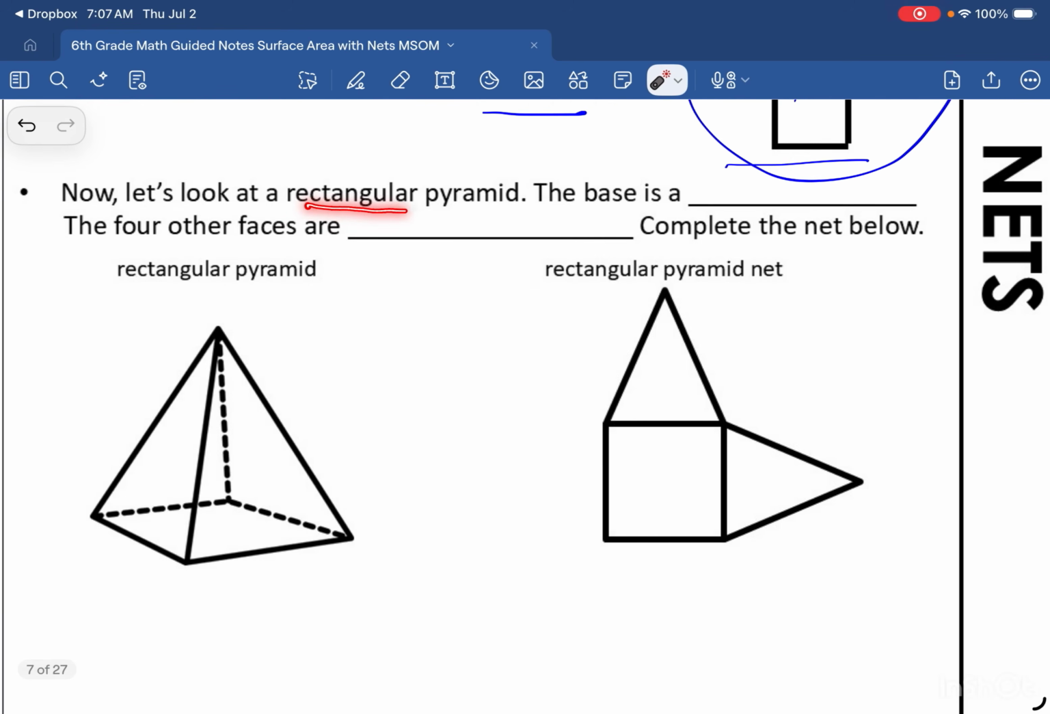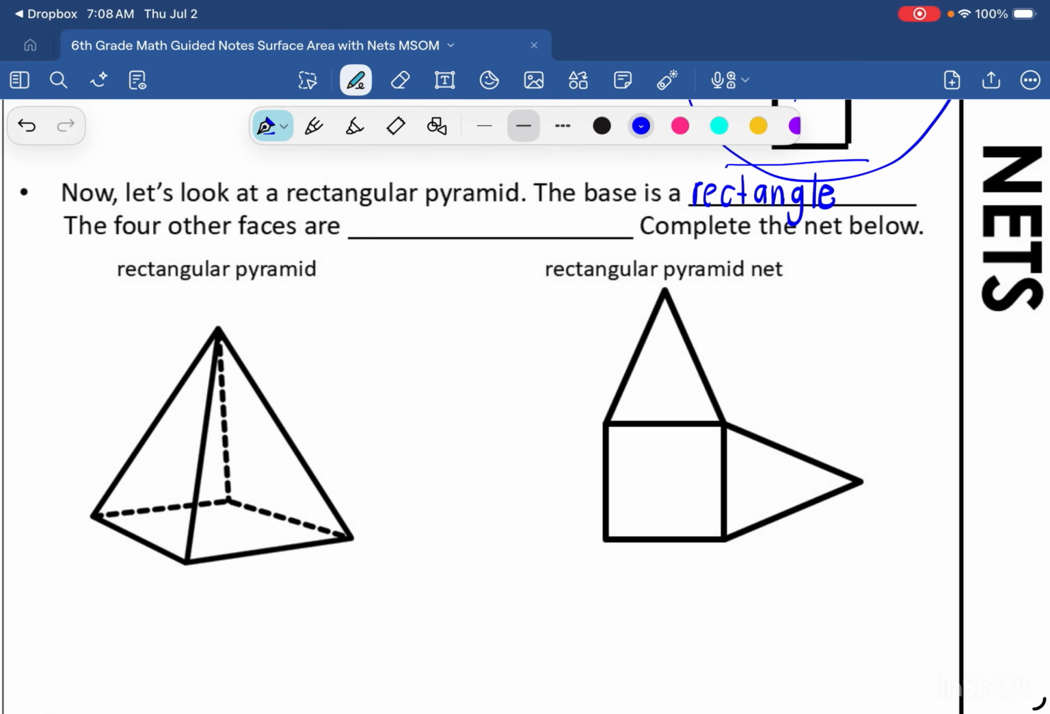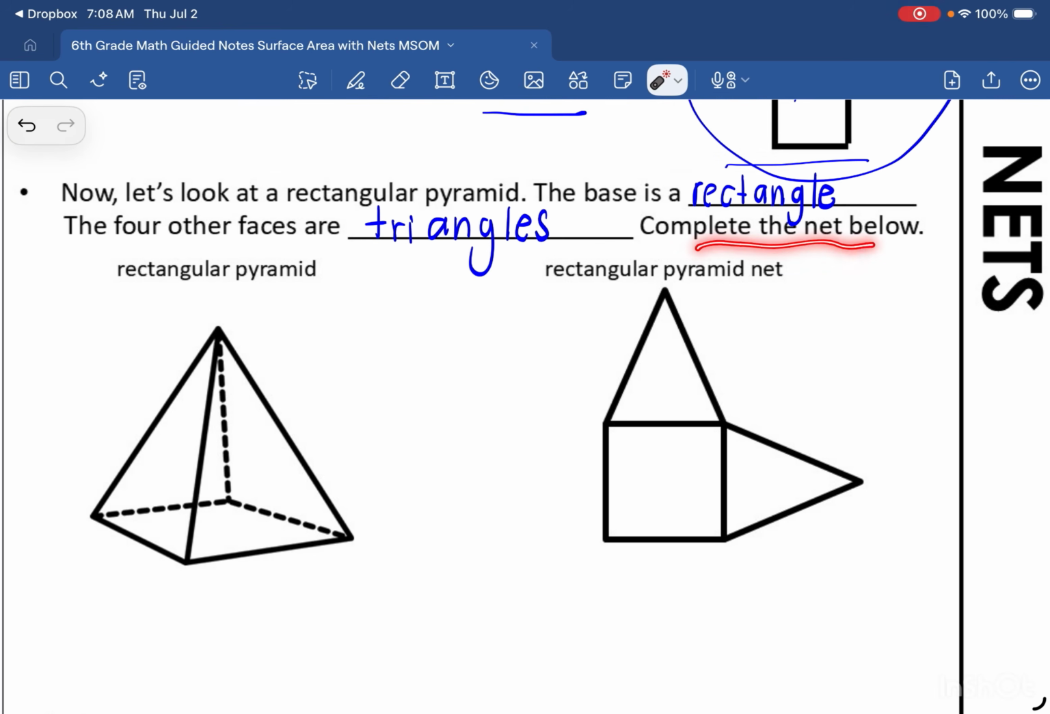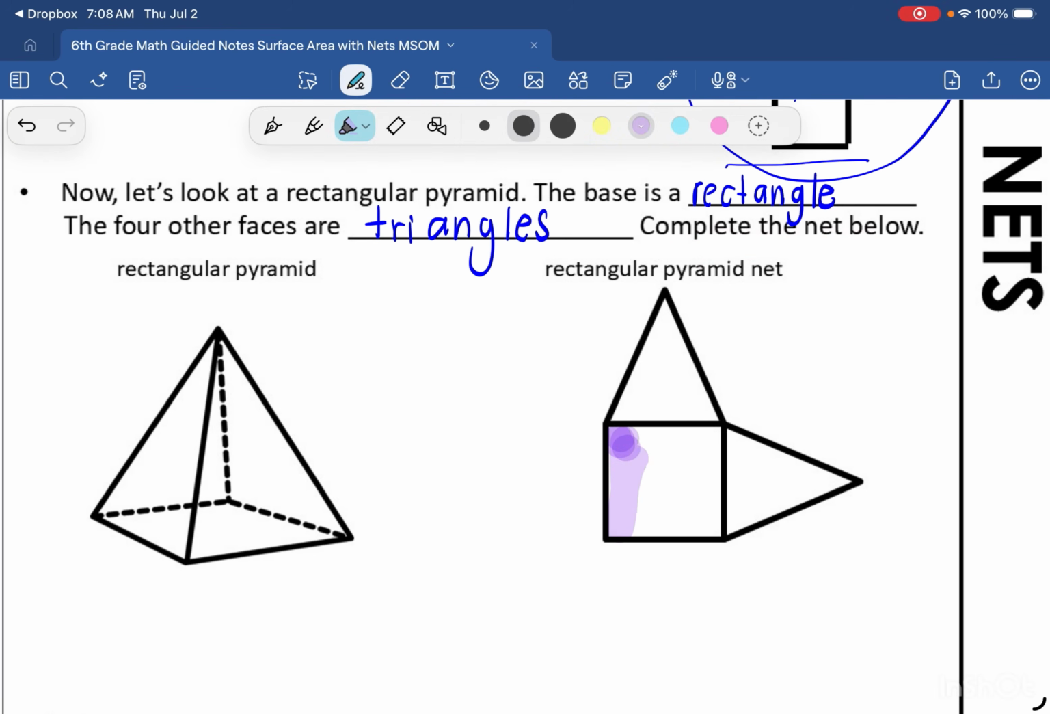Now, let's look at a rectangular pyramid. Since it is called a rectangular pyramid, the base would be a rectangle. And the other 4 faces leading to the apex will be triangles. Complete the net below. In the middle, we have the rectangle, and then we have the triangular faces. It already has 2 of them drawn for us. So we're going to have one here on this side and then one here on this side. And if we fold them up, it will form the rectangular pyramid.